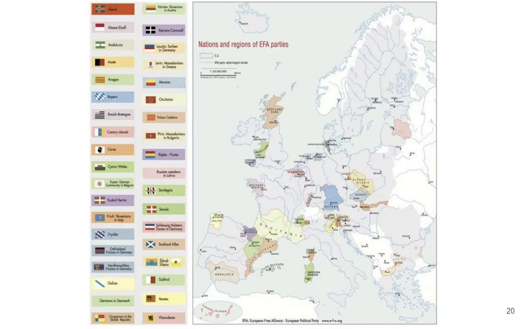This is a really cool map showing different regions across Europe that have either secessionist, where they want to make their own independent government, or self-rule, or we just want to have more local control. These are separatist movements across Europe.